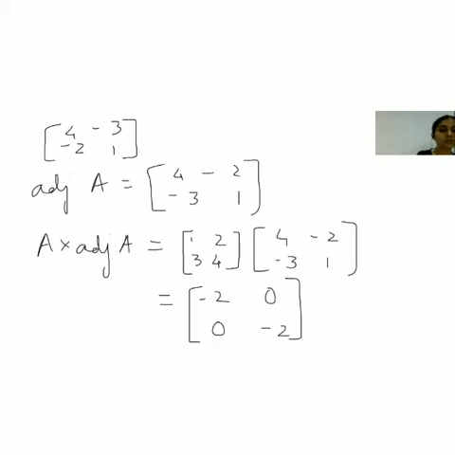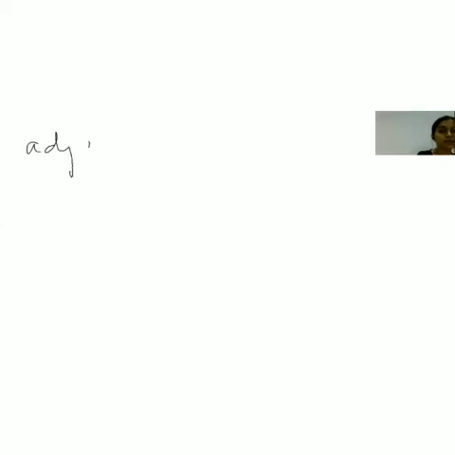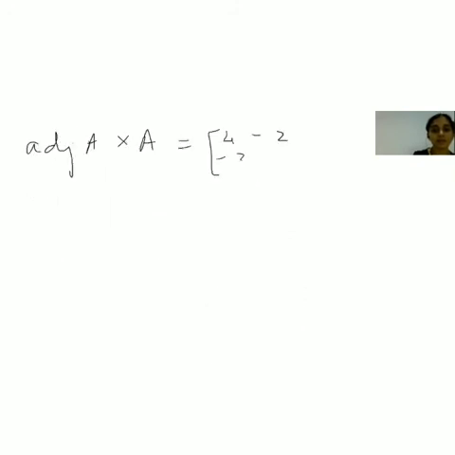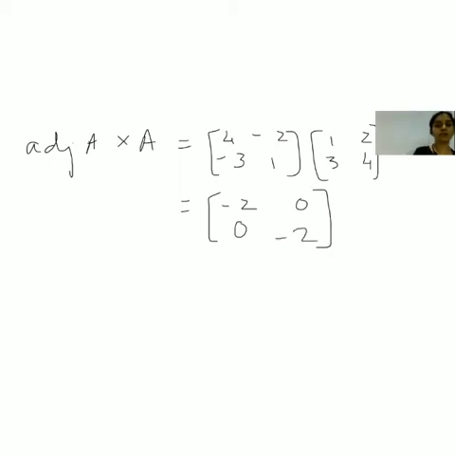Let us do the next one, adjoint of A multiplied by A, which is equal to, what is our adjoint? It is 4, minus 2, minus 3 and 1, multiplied with A. So 1, 2, 3 and 4. Let us multiply and check the answer over here. 4 minus 6, minus 2. Again 8 minus 8, 0. Minus 3 plus 3, 0. Minus 6 plus 4, minus 2. This is adjoint of A into A.